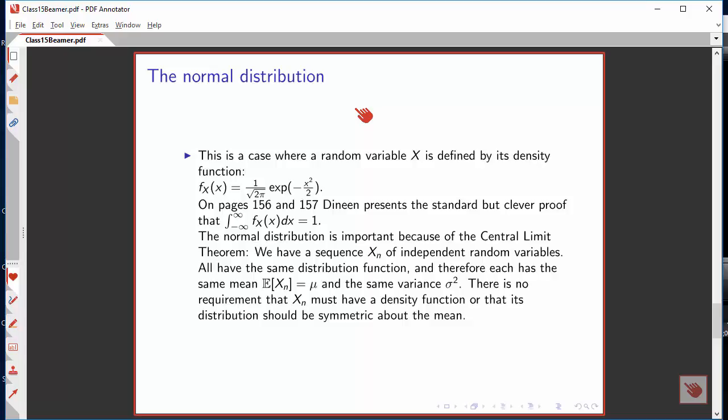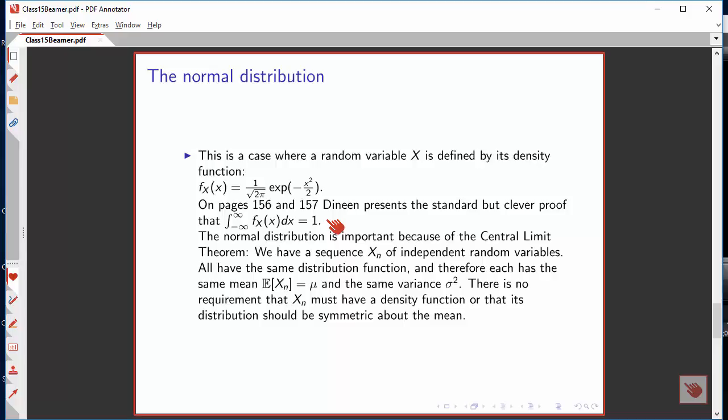The most important of all density functions is the one for the so-called normal distribution. If the random variable X has the so-called standard normal distribution, which we will be seeing a lot of, then the density function is 1 over root 2 pi times the exponential of minus x squared over 2. This is valid only because this density function, when integrated from minus infinity to infinity, has the value 1. The standard proof of this result is in Dineen.